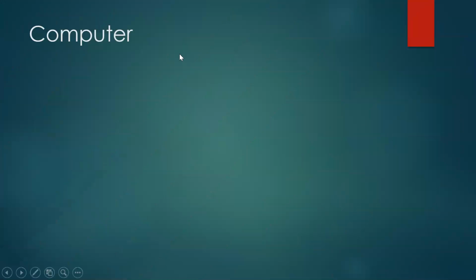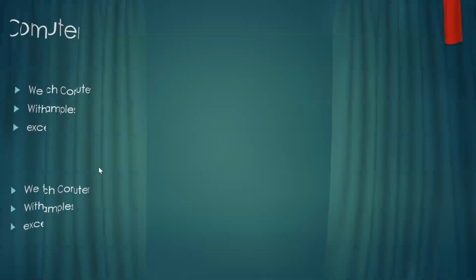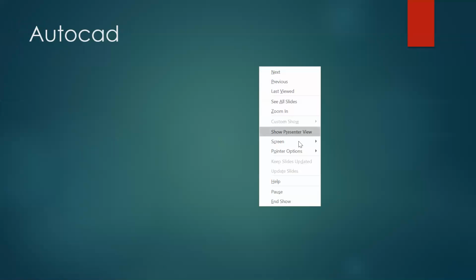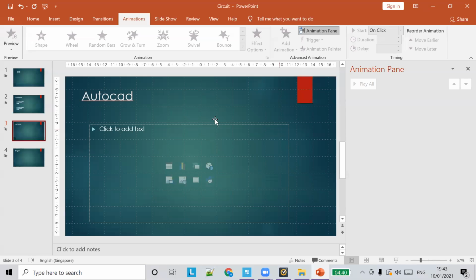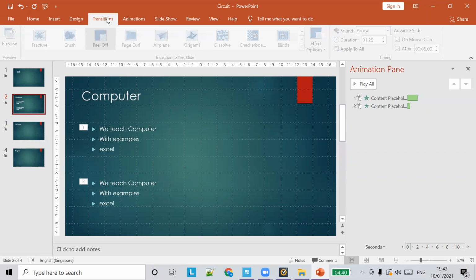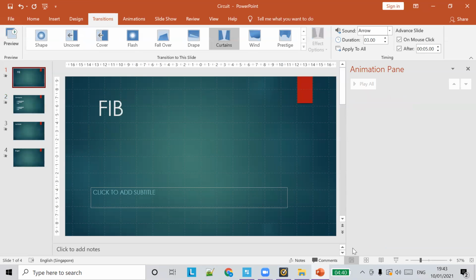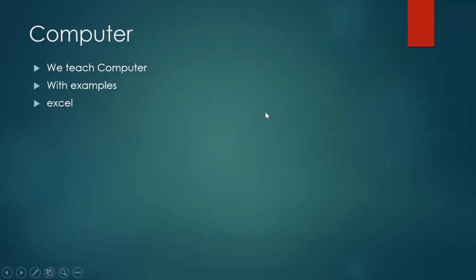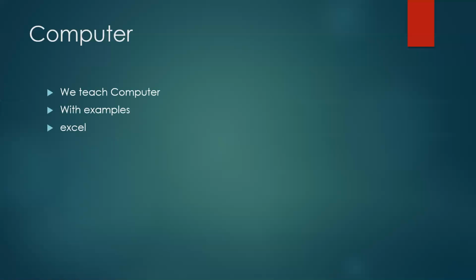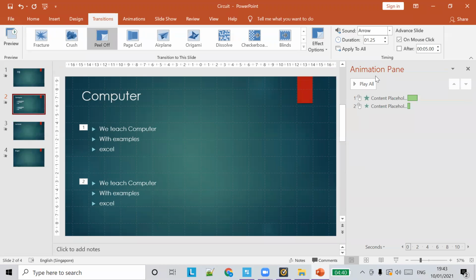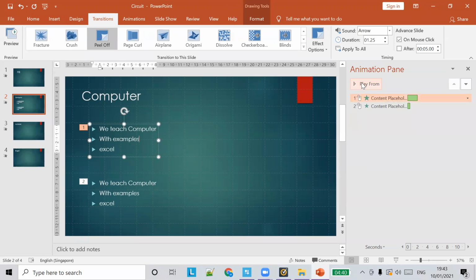Place icons. On first click, this thing appears. On second click, this happens automatically. So these are the animation effects. So we can see the animation pane.